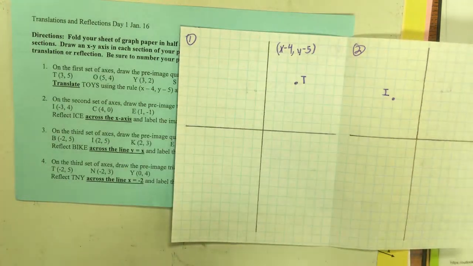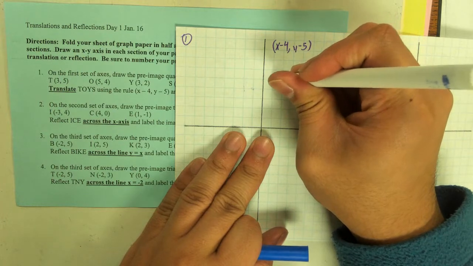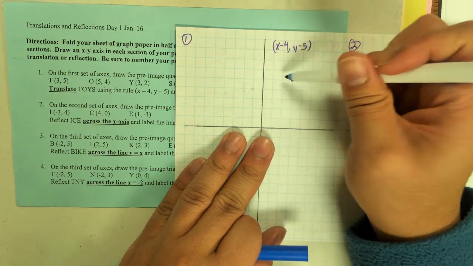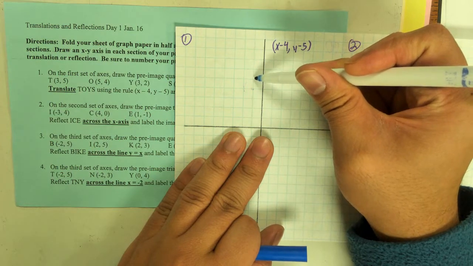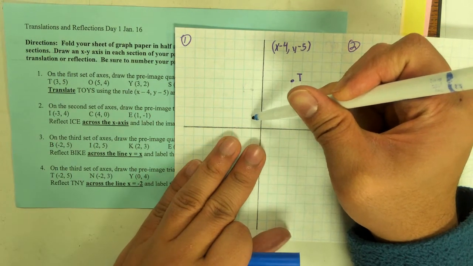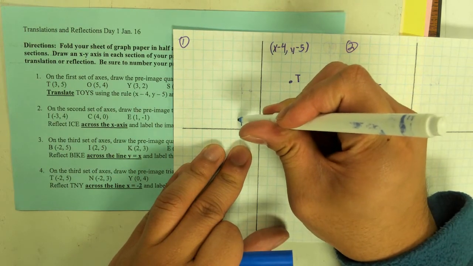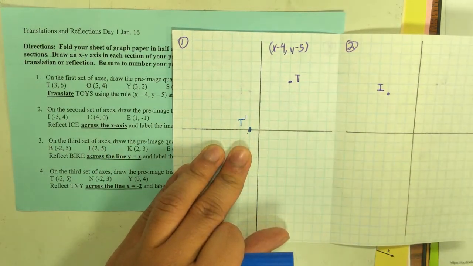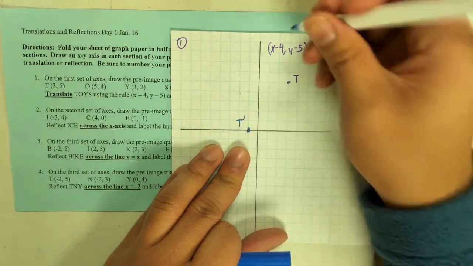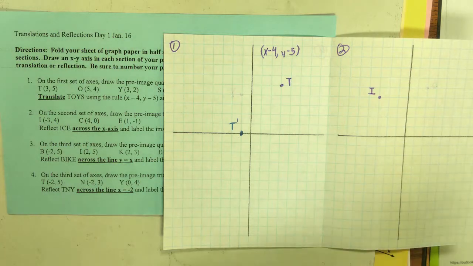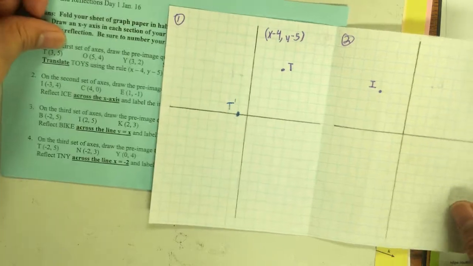So this tells me to find my image, my new point, I go left, 1, 2, 3, 4. Let me do that again. 1, 2, 3, 4. And I go down 1, 2, 3, 4, 5 to find my new T prime. So the rule told me move left 4 and down 5. So that's a translation.